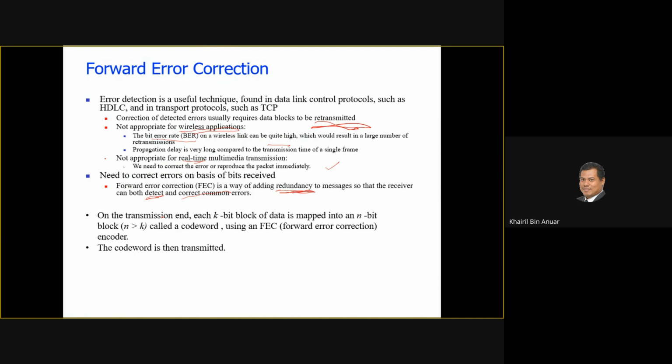Okay, so on the transmission end, each k-bit block of data is mapped into an n-bit block, where n is greater than k, called a code word, using the forward error correction encoder. The code word is then transmitted. So the idea here is that you need to have additional redundancy, similar to the error detection that we already saw just now and in our previous lecture. But here it's not just detection, it's a way forward to also make correction.